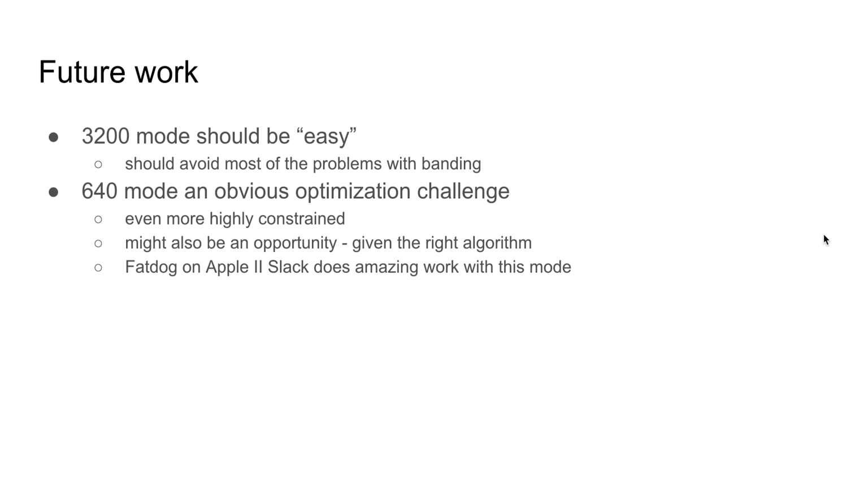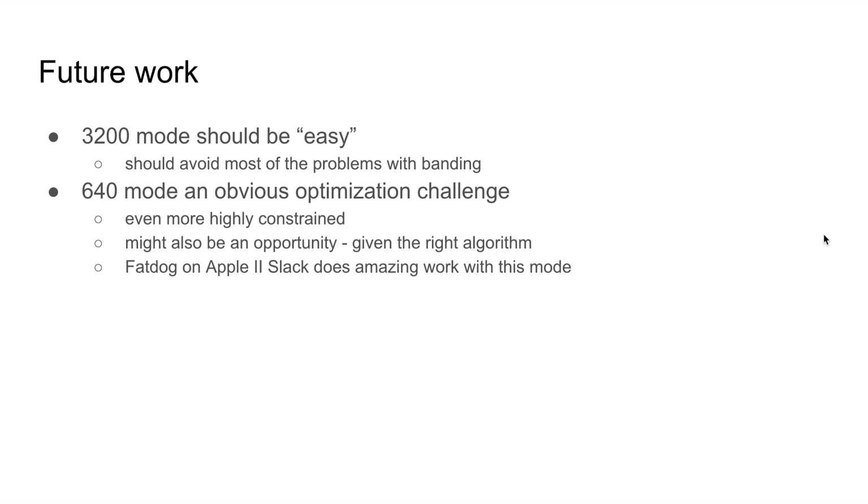So everything I've talked about here has been in 320 mode. It should be possible to extend this to the other 2GS graphics modes. Supporting 3200 mode should be fairly straightforward because it's a much less highly constrained problem. If you're able to effectively choose a unique palette for each line, then we don't have to worry about one of the hard steps that we had to deal with. And this should avoid most of the problems we see in the image banding as well. So this one should be a fairly straightforward extension.